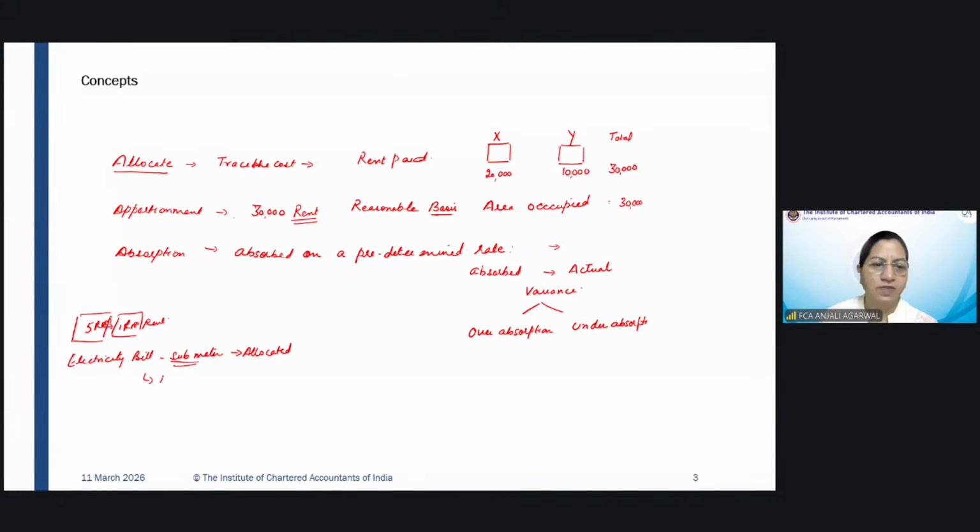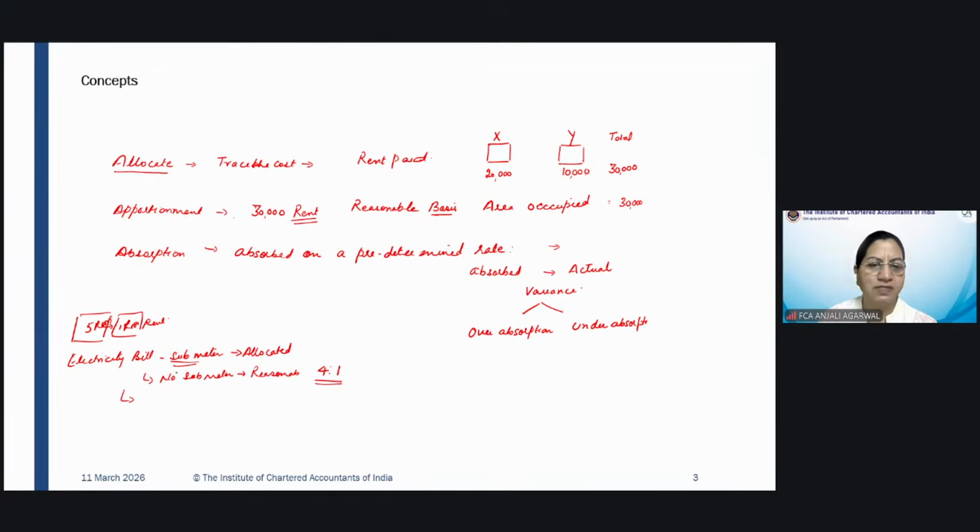But if there is no sub-meter for the tenant's portion, then you divide it on a reasonable basis. So here I see that 4 rooms are occupied by you and one room is occupied by the tenant. So it is 4:1. That is how you divide the electricity bill when there is no sub-meter, 4:1.